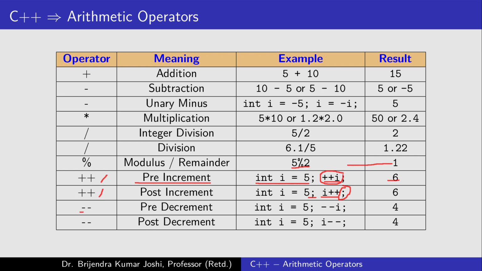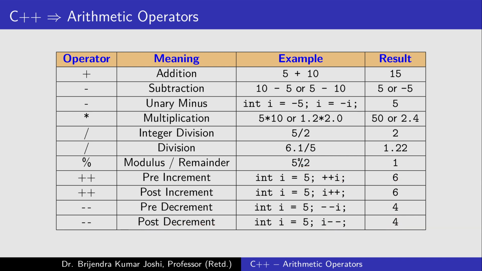On similar lines, the pre-decrement operator. If the value of i is 5, --i would reduce the value of i by 1 first, then the value would be used. So here the result is expected to be 4. This is the post-decrement operator. So here first the value would be used and then it will be decremented by 1. So here also the result would be the same.